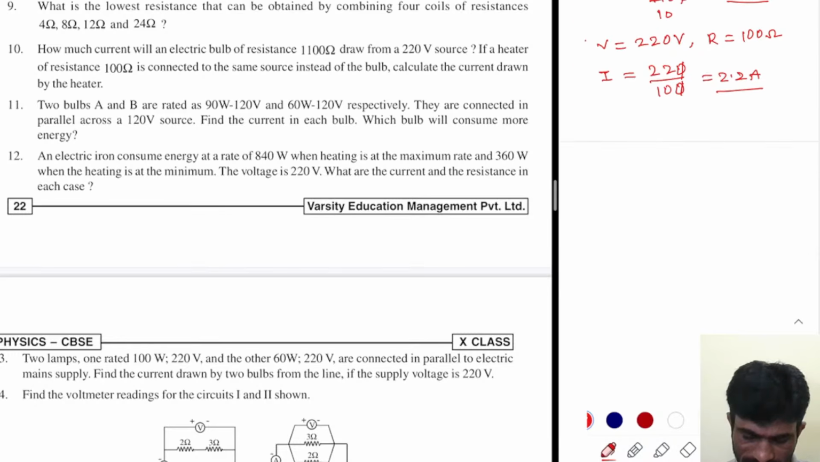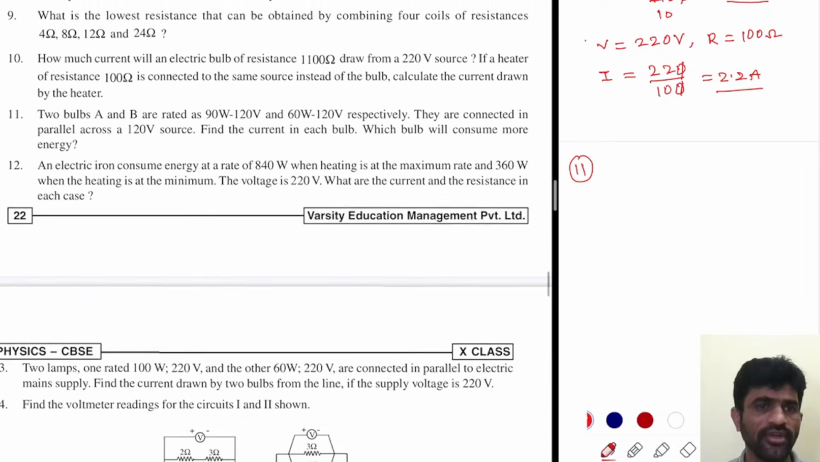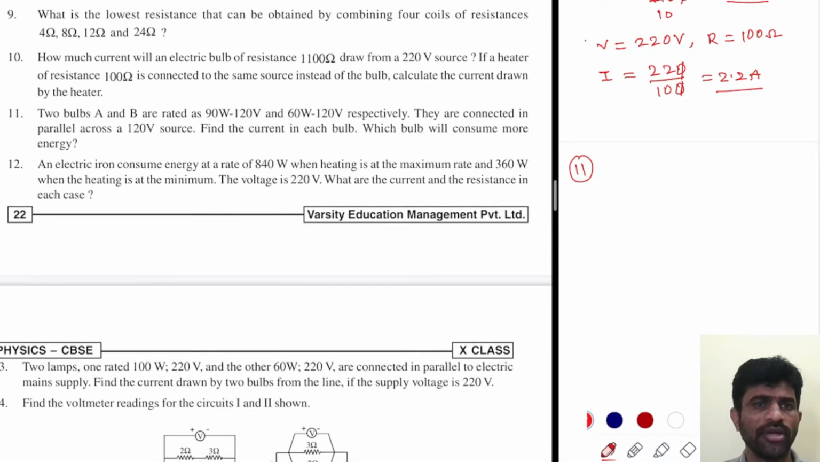Now question number 11. Read question number 11. Two bulbs A and B rated 90 watt, 120 volt and 60 watt, 120 volt respectively are connected in parallel across a 120 volt source. Find the current in each bulb. Which bulb will consume more energy? We should find out current and energy also.